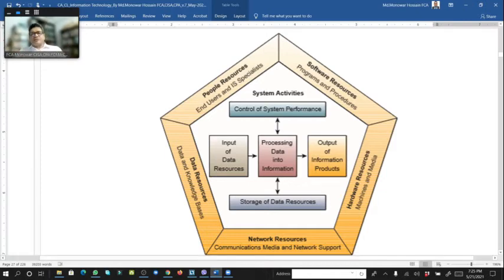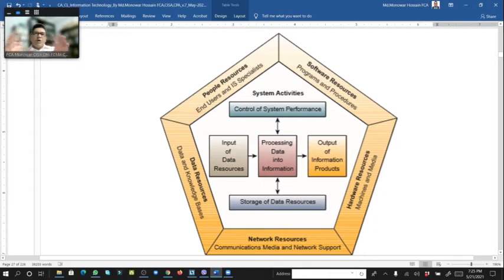And software resources are programs and procedures. Hardware resources are machines and media. Network resources are communication media and network support. Data resources are data and knowledge bases.